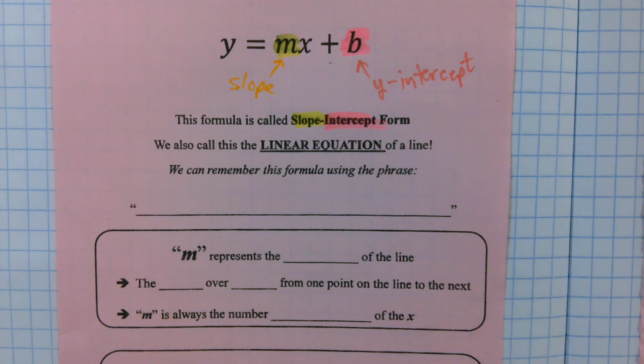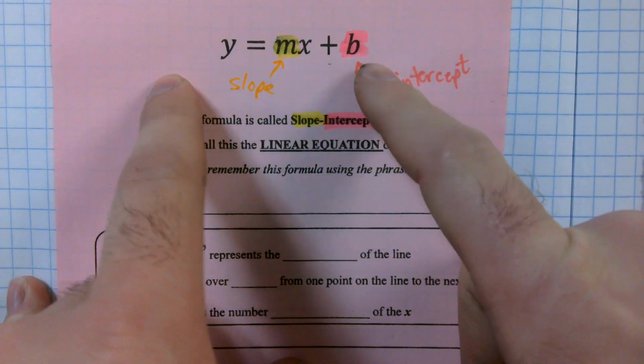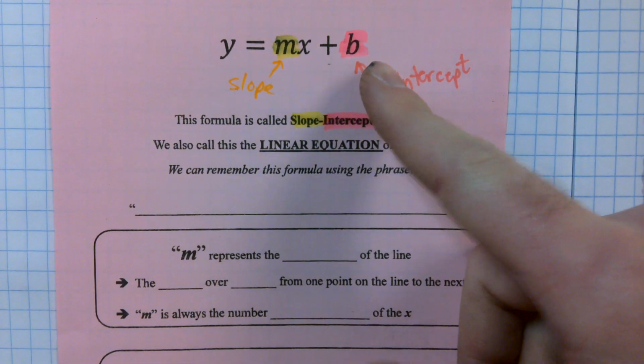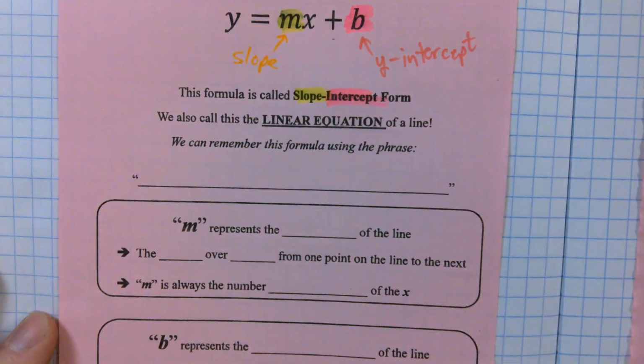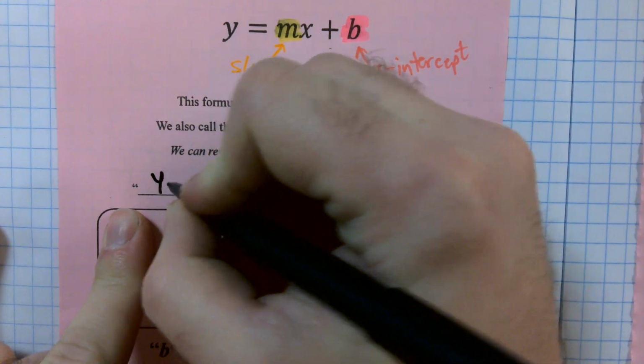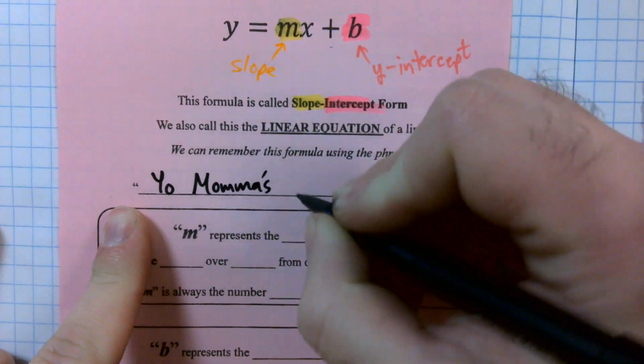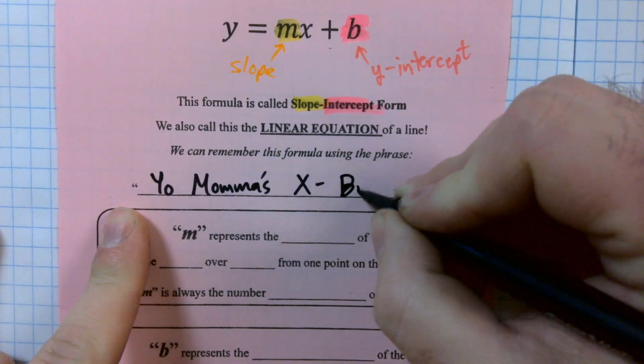Okay? Now this formula can be confusing because it's all just a bunch of different letters. They're not in alphabetical order. There's no numbers. So how can we remember this formula? This is the way that I learned how to remember it when I was in your guys' position. We're going to remember this formula using the phrase, yo, mama's ex-boyfriend.